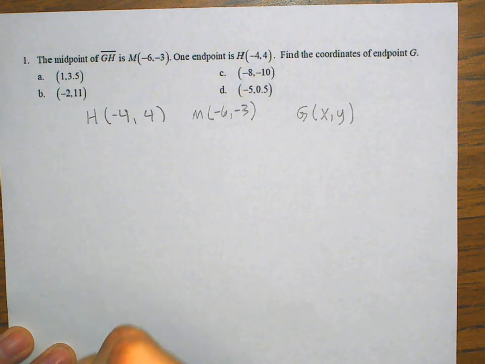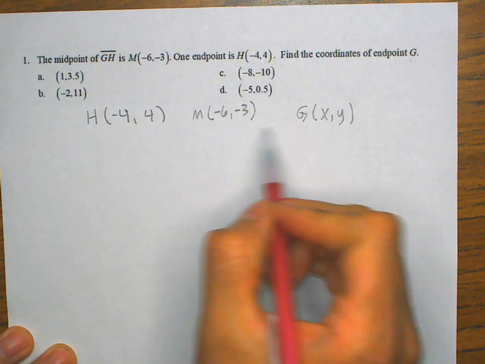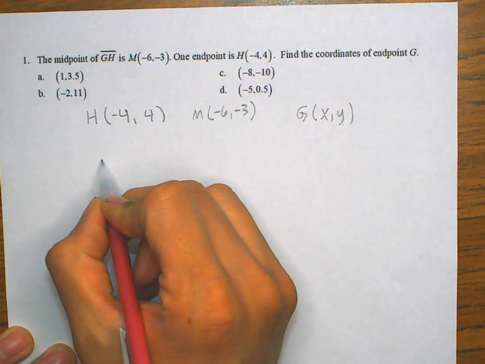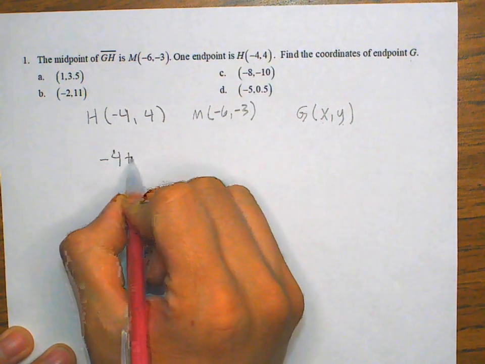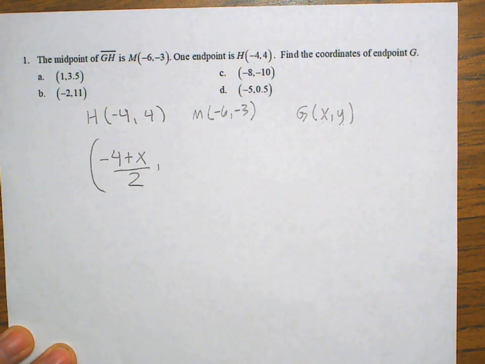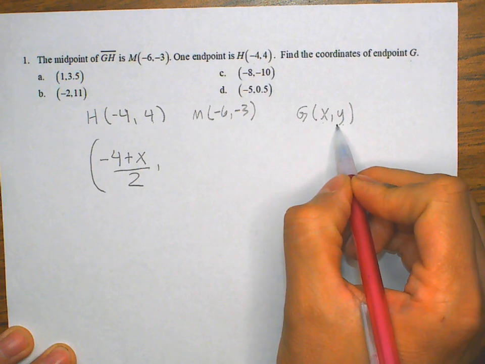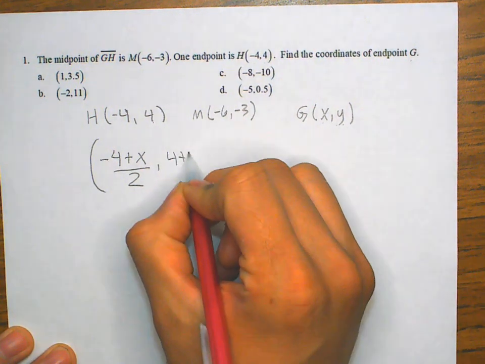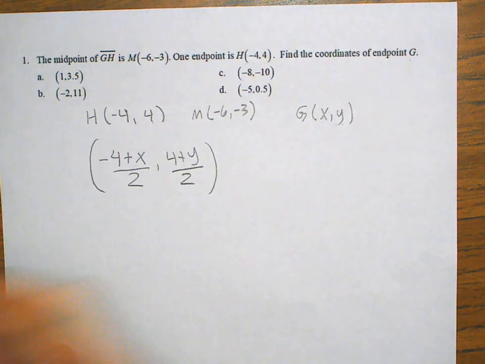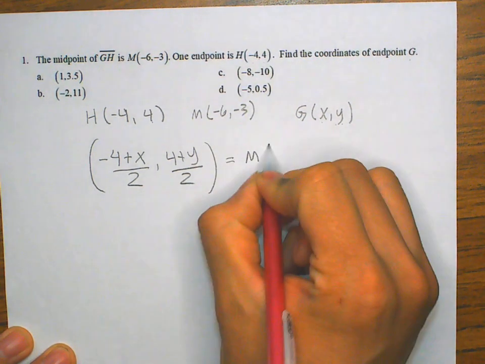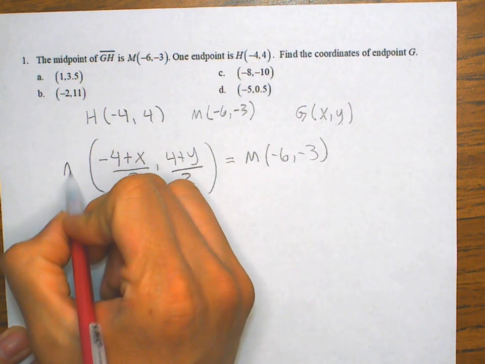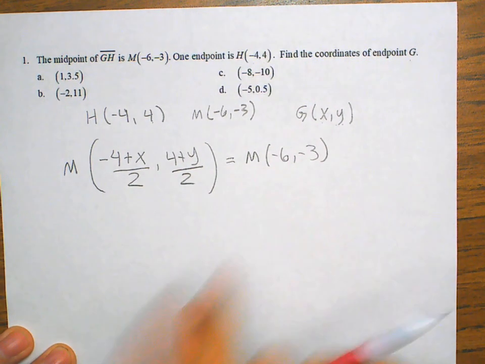So in order to solve for this, we're going to pretend like we already know what this endpoint is. That's going to give me (-4 + x)/2, which would give me the coordinate of the midpoint. (4 + y)/2 would give me the coordinate of the midpoint for the value of y. Now, we already know what that coordinate is. It's that. So what we need to do is equal this to this.